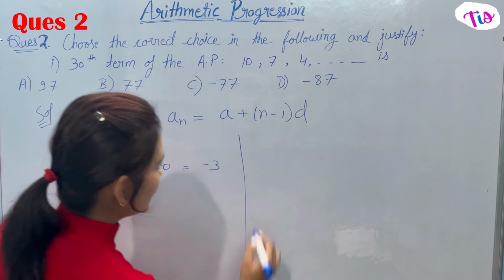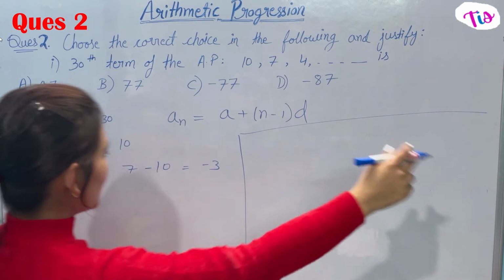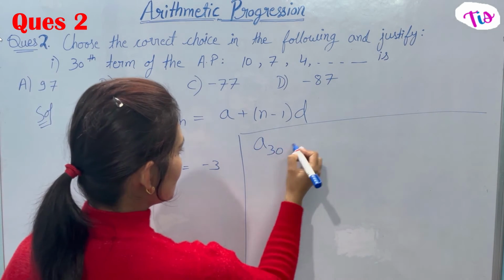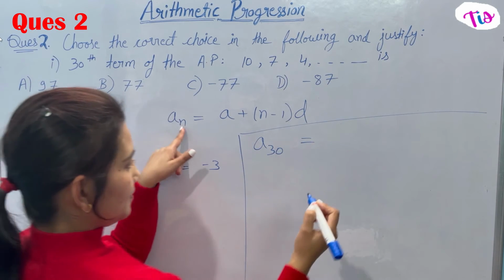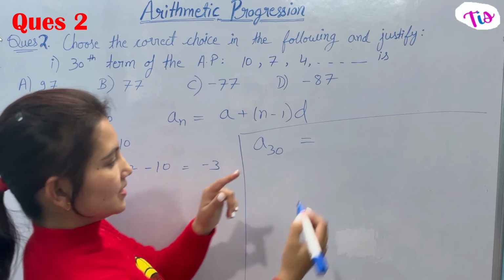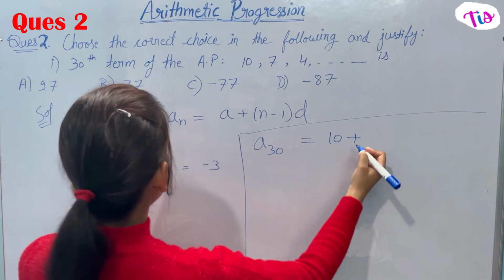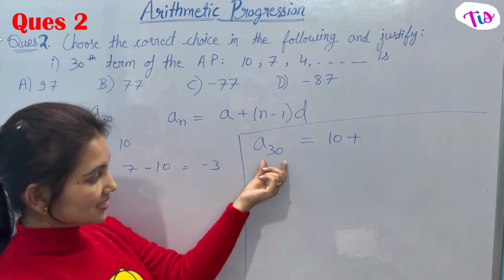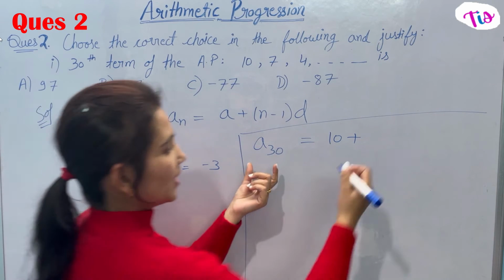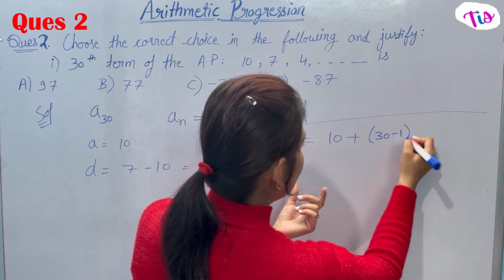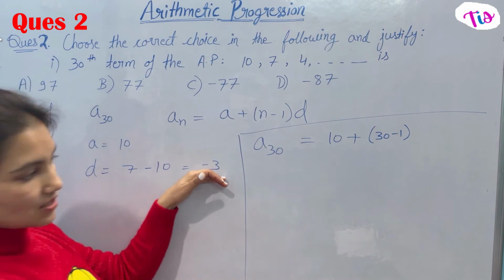So let's solve it. I'm just solving it here. Okay. So A30. A30 is equal to a plus n minus 1 d. So what is a here? a is 10. Right? a plus n minus 1 d. We have to find out nth term, that is n here is 30. Okay. So 30 minus 1 d, and d is minus 3.